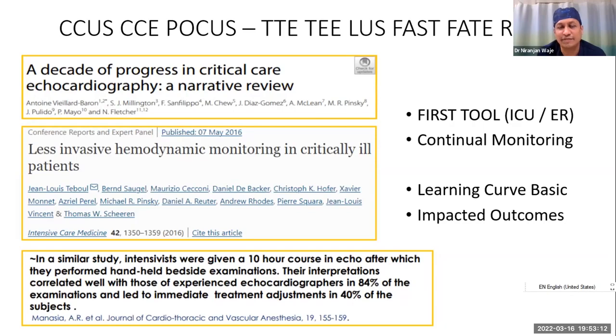There are several types of echo that can be used. There are focused echoes. They might be named differently: transthoracic echo, transesophageal echo, lung ultrasound, FAST, WEIGHT, RUSH. They're named in different ways, but essentially they serve the same purpose of finding out what's going wrong with the patient. Focused echo, point of care ultrasound, has been shown to have a very short learning curve for the basic echoes.